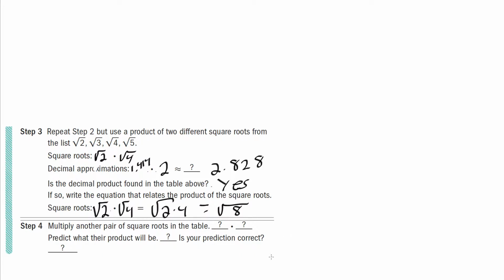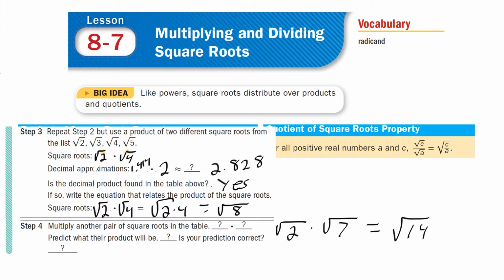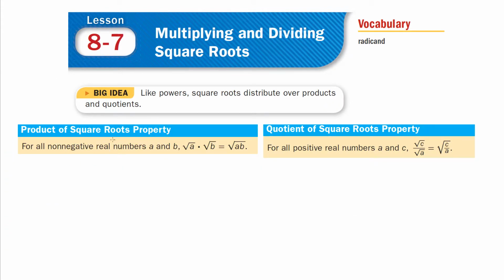So if you were to choose anything, let's say root 2 times root 7, we should conclude that this is going to equal root 14, and that their approximations would be close. So that helps us get through this idea that the product of square roots property applies, and we can apply that routinely.